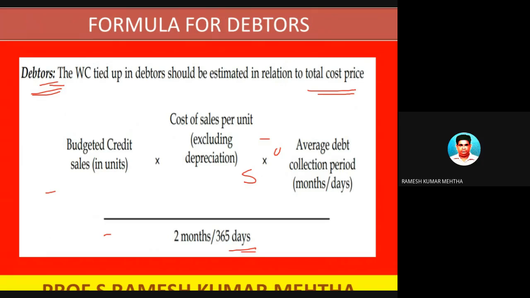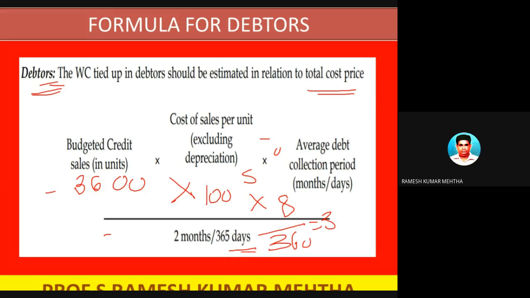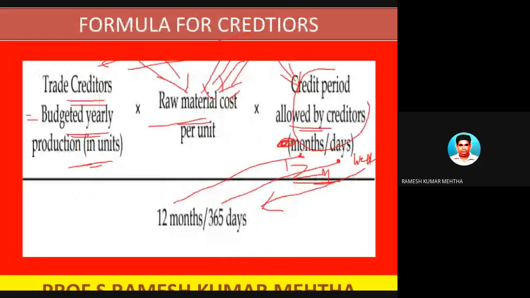So here, 3600 units into 100 rupees into average debt collection period of 8 days, which is 8 days by 360 days. You will get 8000 rupees. So this is the way you can derive the formula as far as debtors is concerned.